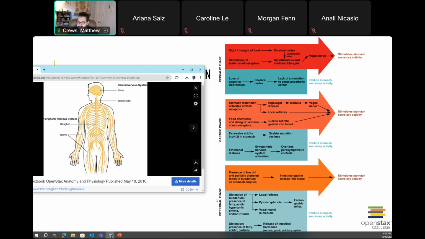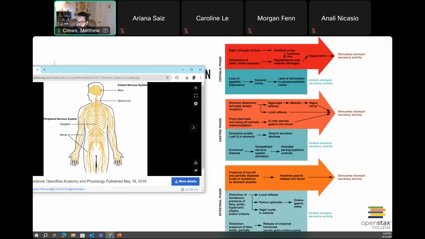Okay. And then there's the intestinal phase. So the food has moved from the stomach and into the duodenum, and you have to tell your stomach, hey, there's nothing there. You don't have to secrete anything. You don't have to break anything down. Okay. So there's local reflexes with nervous system activation. There are stretch receptors in your duodenum, and your pyloric sphincter is close to your duodenum. We just talked about that. And you'll have an enterogastric reflex, so that's another nervous response. And then the vagal nuclei and the medulla will also inhibit the secretory activity.